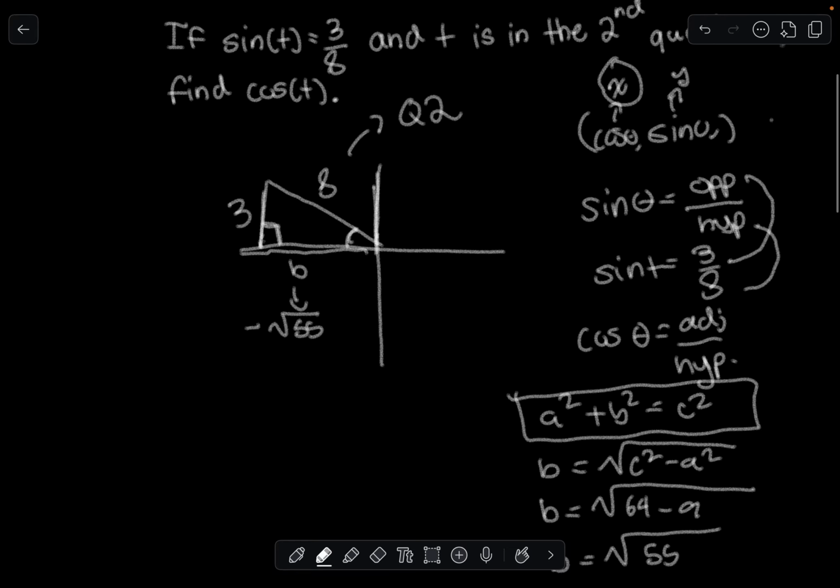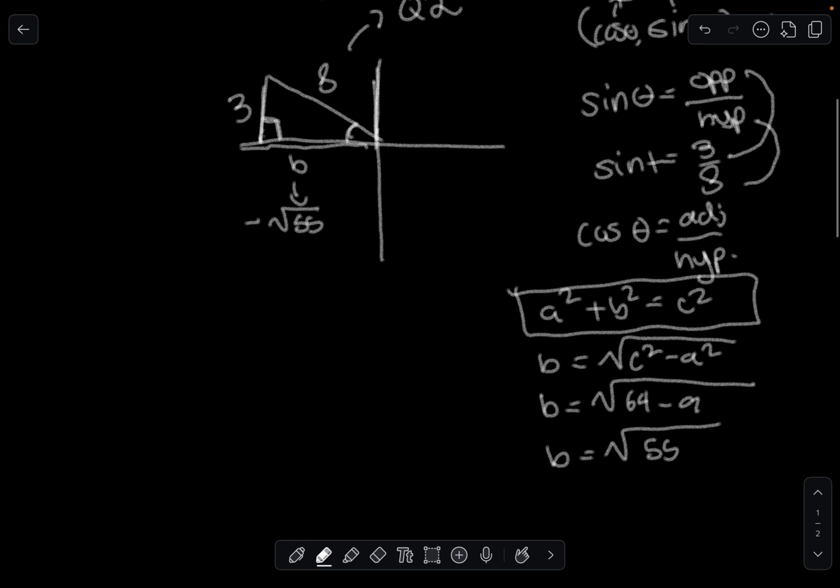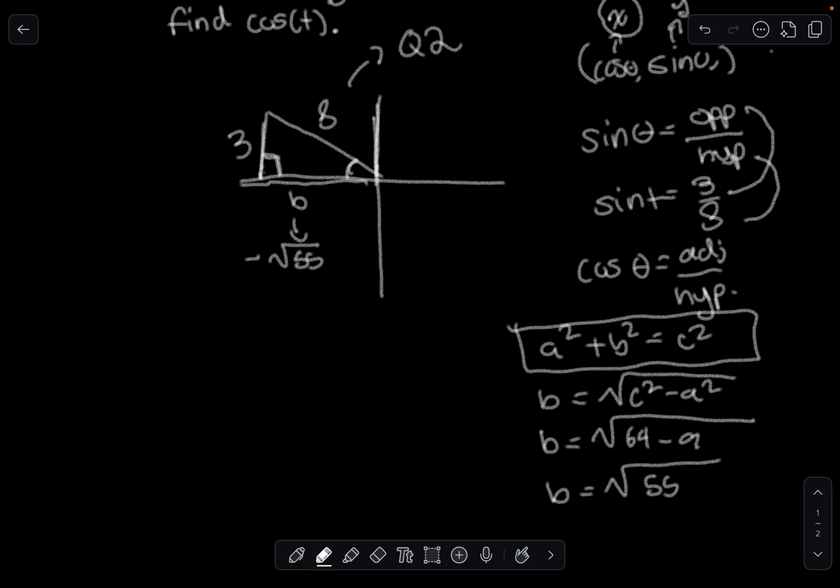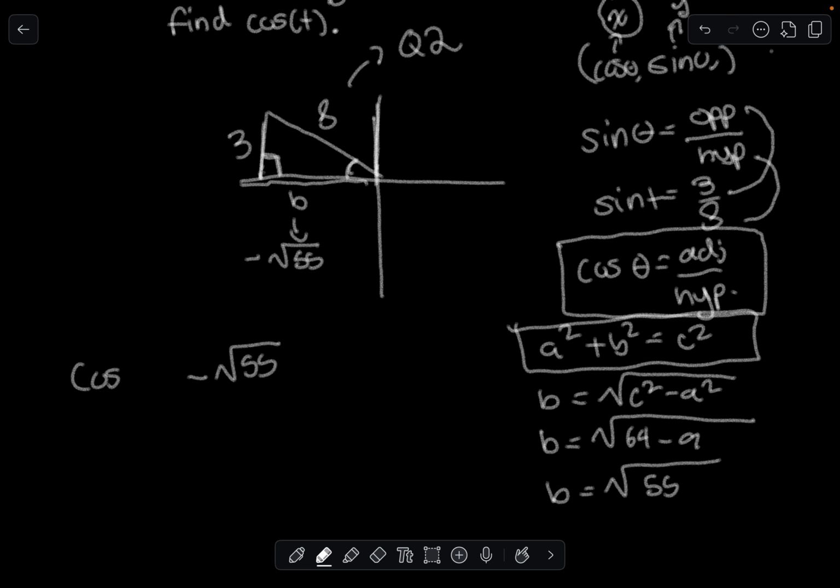So now that we know that b is actually negative root 55 because it is an x value in the second quadrant, we can then use our definition of cosine in a right triangle, which is cosine of theta, or an angle, of any value, is equal to the adjacent over the hypotenuse. Right here, the adjacent is negative root 55, and the hypotenuse is 8. So our final answer is negative square root 55 over 8.